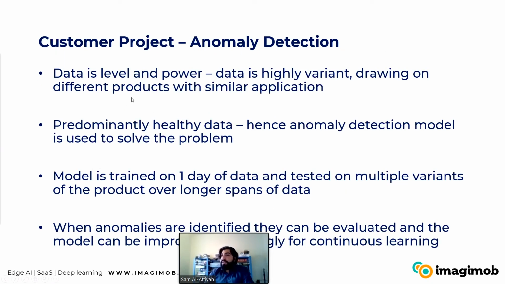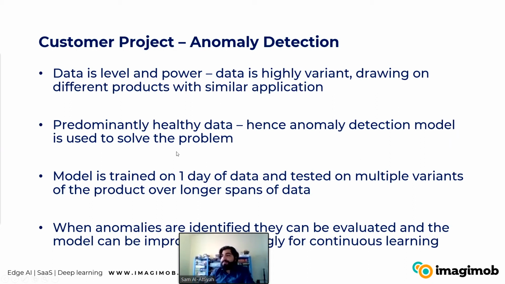So in this case, as our data input, we took the power of the product and the output level of this product. And what we saw is that the data is highly variant. So you had different systems rated at different capacities. The other thing is that since this is an actual product, you obviously can't break it.